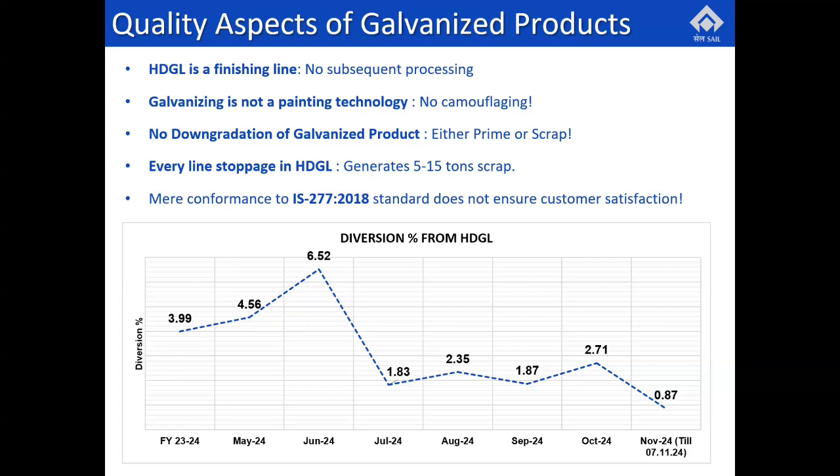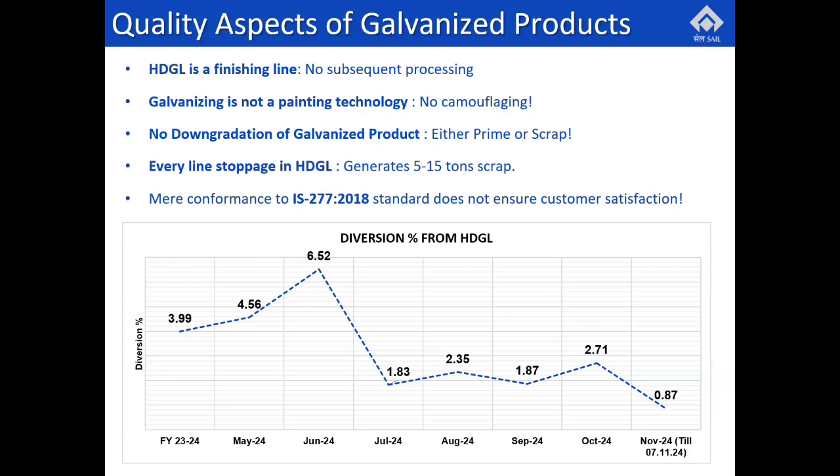As Dr. Sahu was saying, our products primarily conform to the IS 277 standards, but from our practical experience, we can tell mere conformance to the IS 277 standard does not ensure customer satisfaction. So we need to be very careful about what we are providing, and more importantly, what our competitors are providing, so that we are at the same level to compete with them.